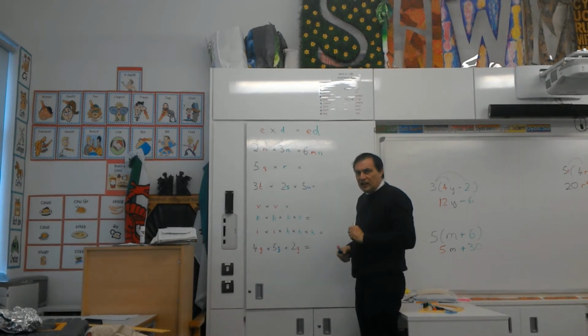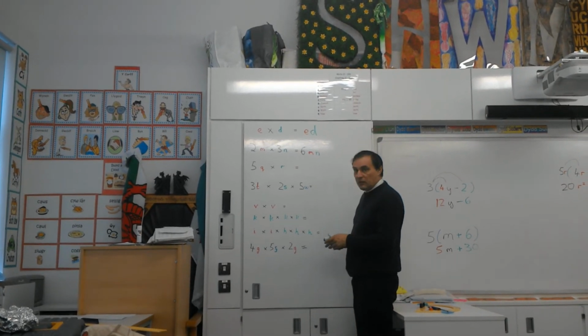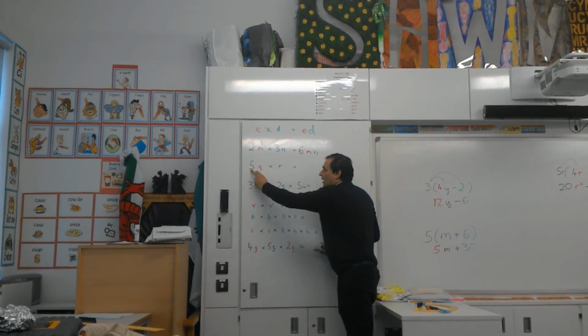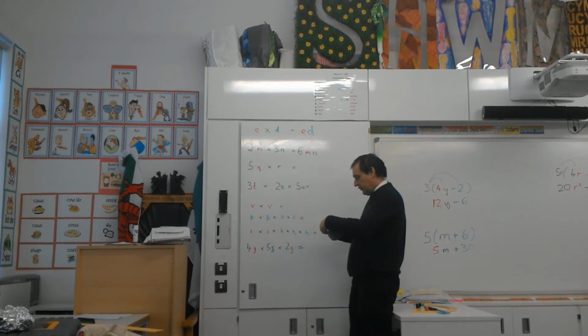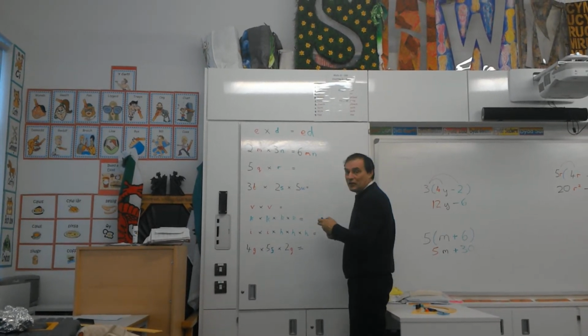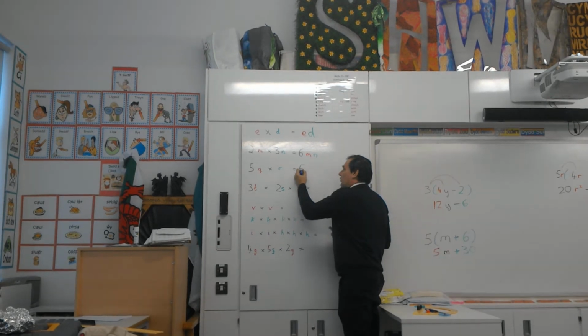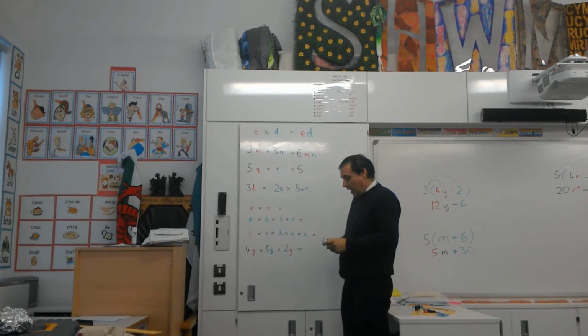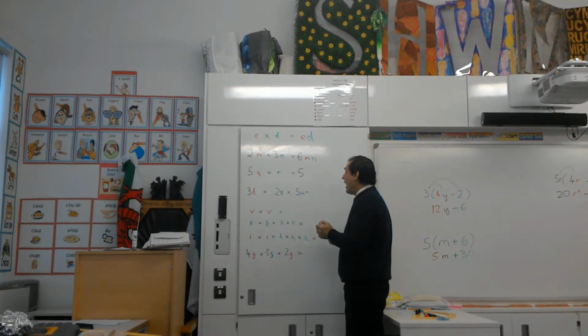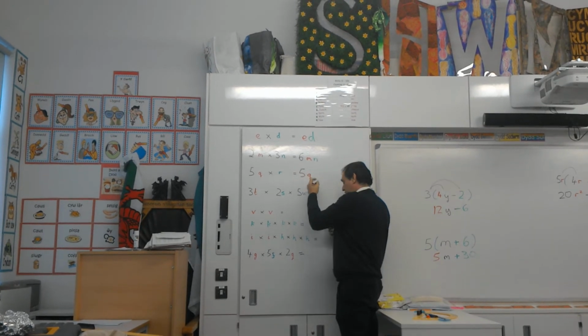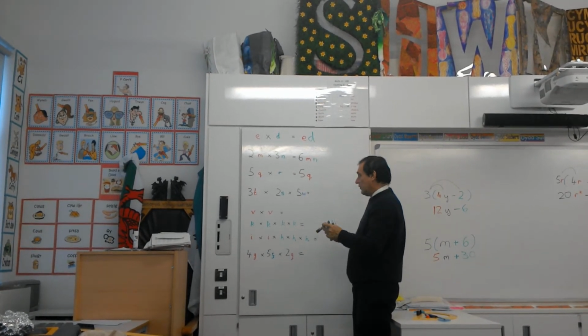Now, if I've got 5q times by r, remember, I haven't got a number in front of the r, so that automatically means that it's a 1. So what I'm going to be doing is 5 times the 1, which we don't see, still leaves us with 5 in the answer. And then I just write my letters, as we've done in the previous two, as q and r.